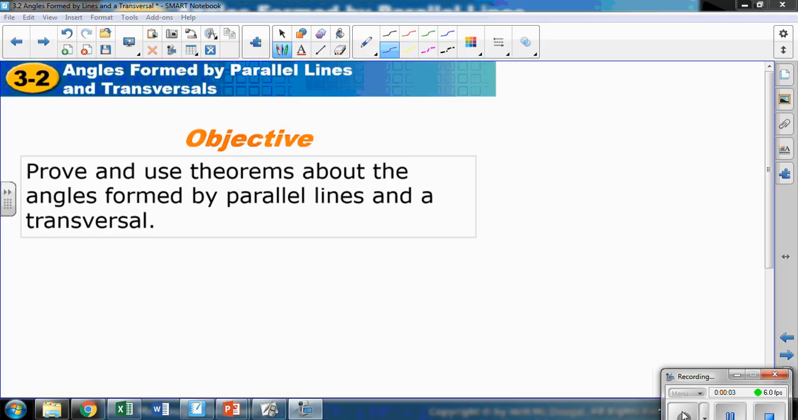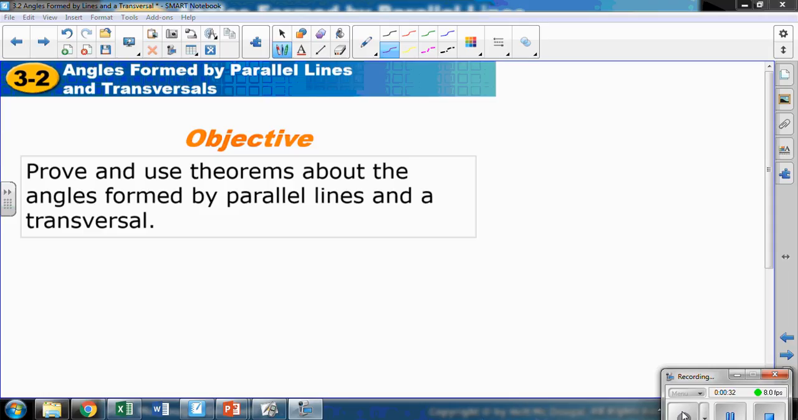In this lesson, we are going to discuss the various angle types: corresponding, alternate interior, alternate exterior, same-side interior. We're going to discuss those angles that are formed by parallel lines and transversals. And we're going to see when you have parallel lines, there are some special facts that we would know. But we have to have the lines be parallel to begin with.